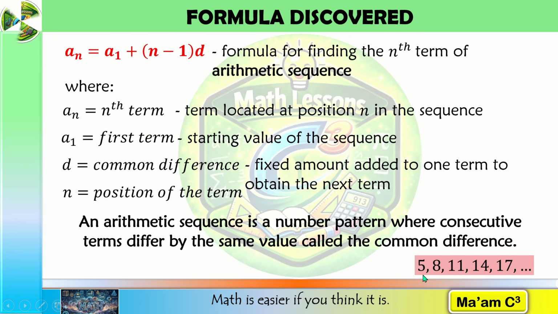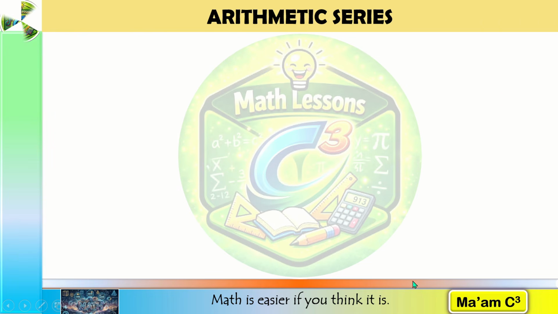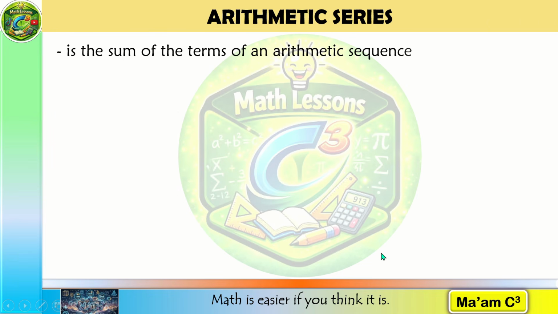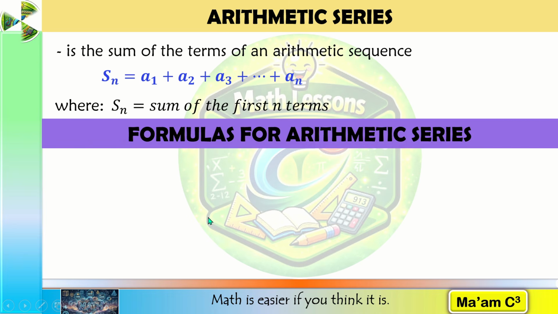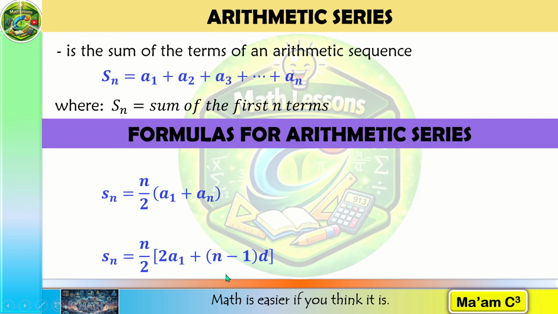So now let us discuss arithmetic series. Arithmetic series is the sum of the terms of an arithmetic sequence. In general, it is expressed as S sub n is equal to a sub 1 plus a sub 2 plus a sub 3 up to a sub n, where S sub n here is the sum of the first n terms. Now, there are two formulas for arithmetic series. Here is the first one, and here is the second one.